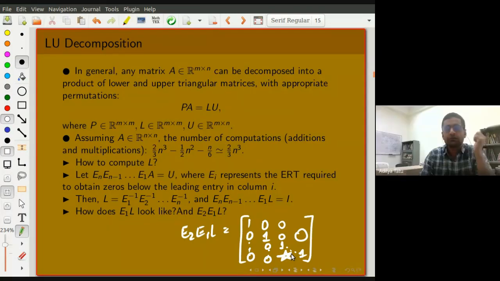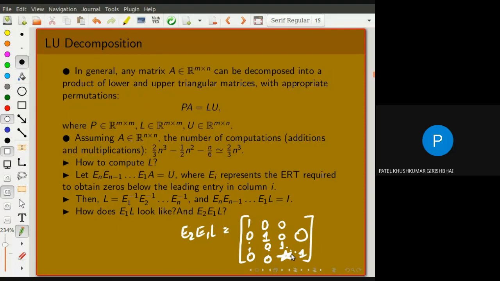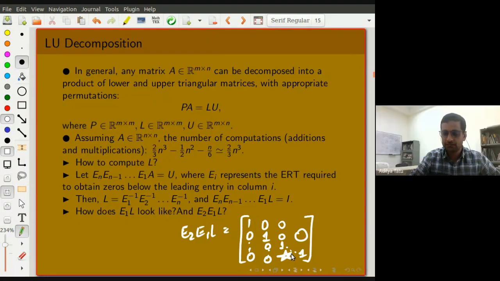So now can you tell me how many additional computations do we need in order to get the matrix L? (n-1) whole square additional computations. Anybody else? What does this tell us about L?